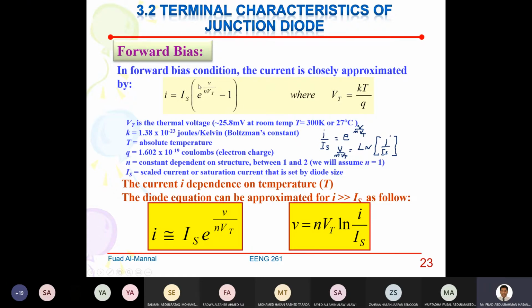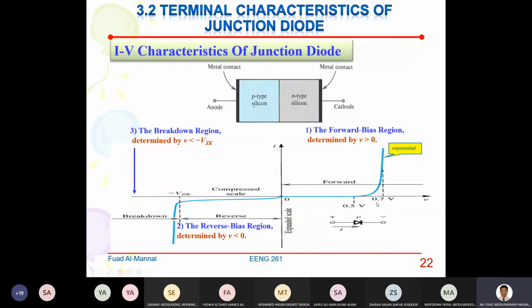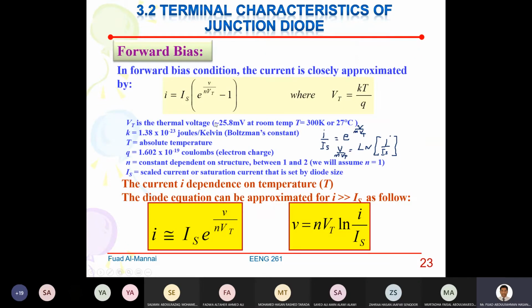We usually use this formula, and it is given by IS multiplied by e to the power v, where v is VD, the voltage across the diode. Where is it? Over here, for example. This one here is VD. See this V? We usually call it VD. Everybody get that? All right. Divided by NVT, where N is constant, and V.